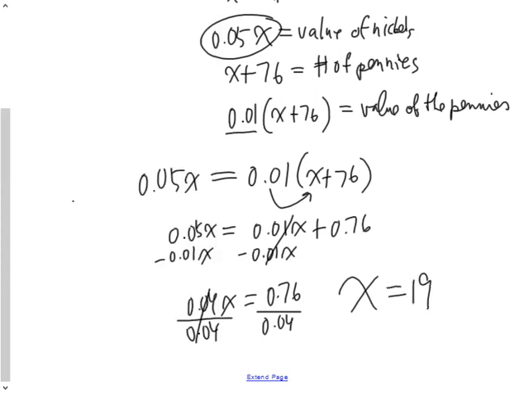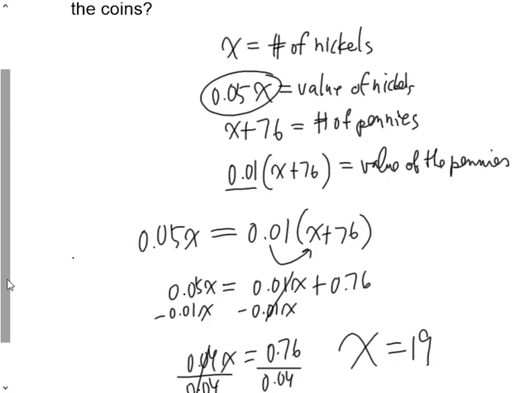So, go back to our original definitions of everything. How many nickels are there? There's 19. How many pennies are there? 19 and 76 is 95. Is 19 nickels and 95 pennies the same amount of money? Yes, it is. So therefore, your answer is there are 19 nickels and 95 pennies.